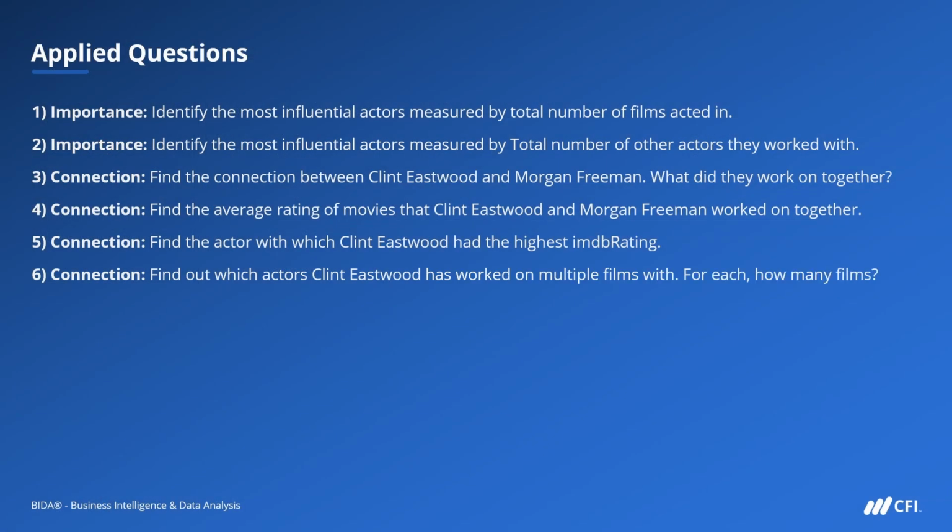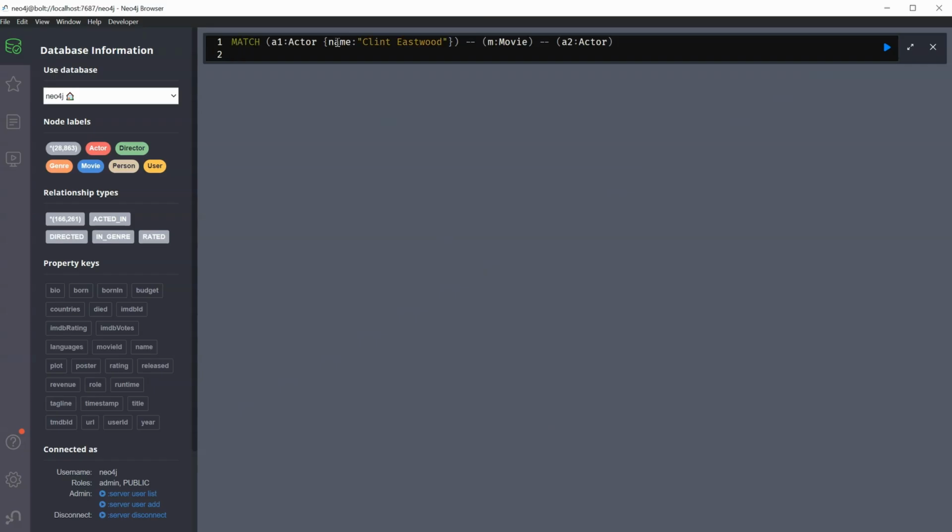Question 6. Find out which actors Clint Eastwood has worked with on multiple films. For each of those actors, how many films have they worked on? And so I can start by creating a pattern that matches an actor node A1 with name Clint Eastwood with a movie and across to an actor. And for each one of those matching other actors, A2, I want to return the name.